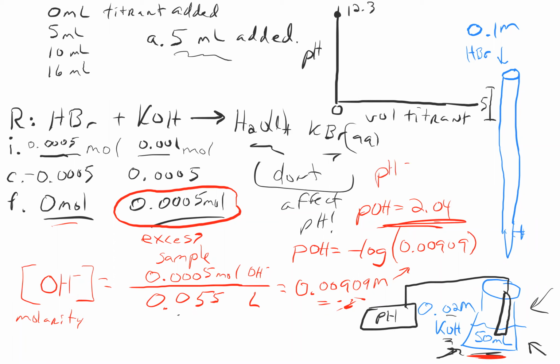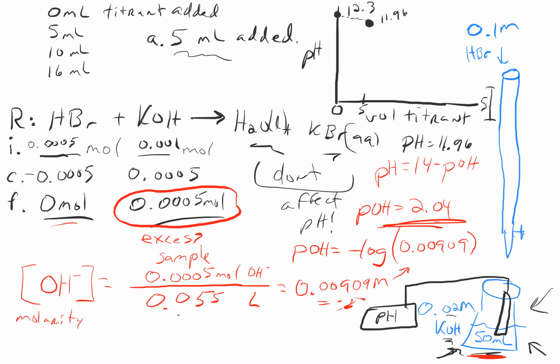And if I want pH, I got to do what? 14 minus pOH, right? So if I do 14 minus the 2.04, I get 11.96. So I'm switching back to my black marker now. So here at 5 milliliters, my pH has gone down a little bit. Can add a new dot there, 11.96.